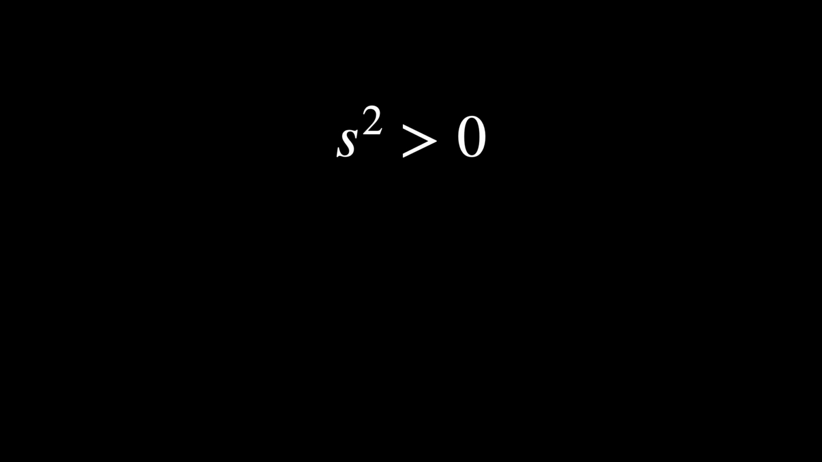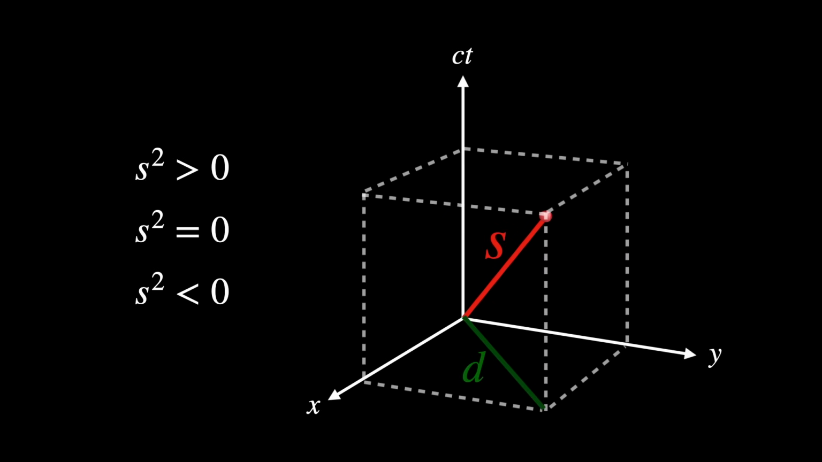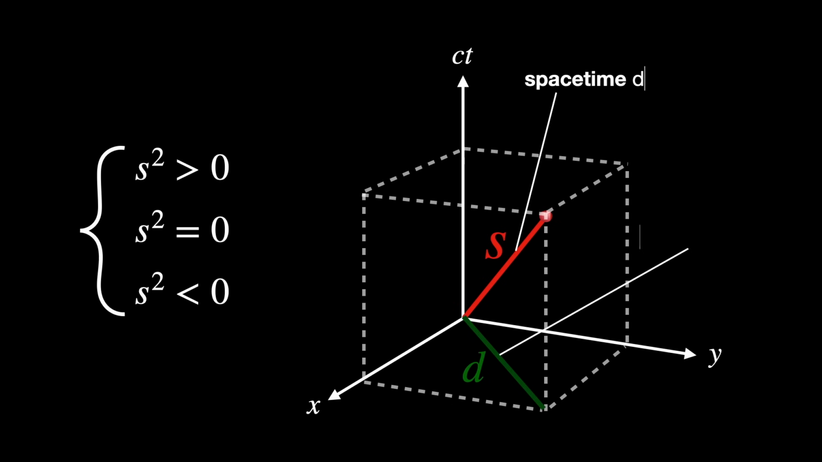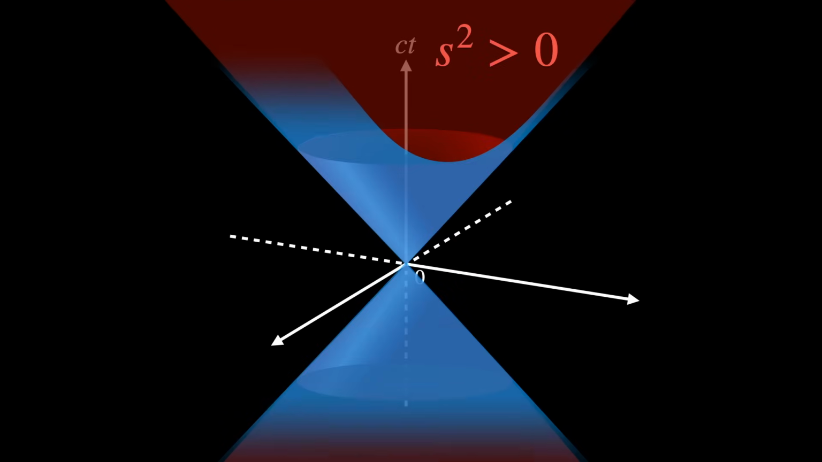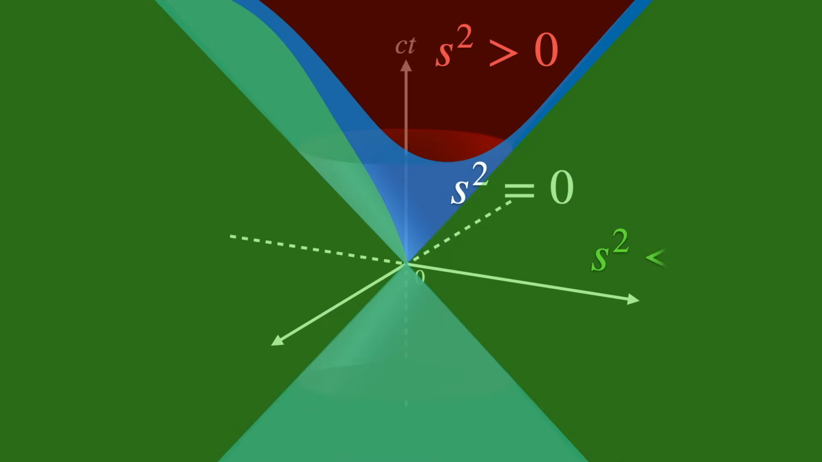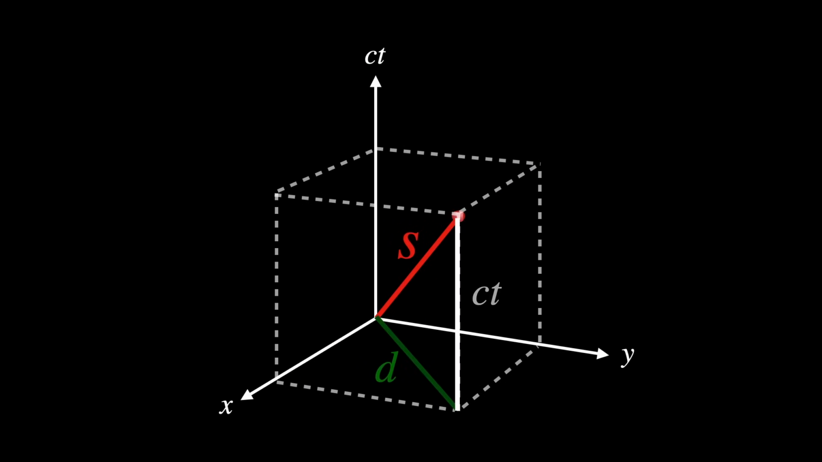These 3 regions are s squared greater than 0, s squared equal to 0, and s squared less than 0. The letter s here represents space-time distance, not spatial distance d. These 3 regions are separated by the cone-shaped figure that we just talked about. s squared can be measured using the Pythagorean theorem.